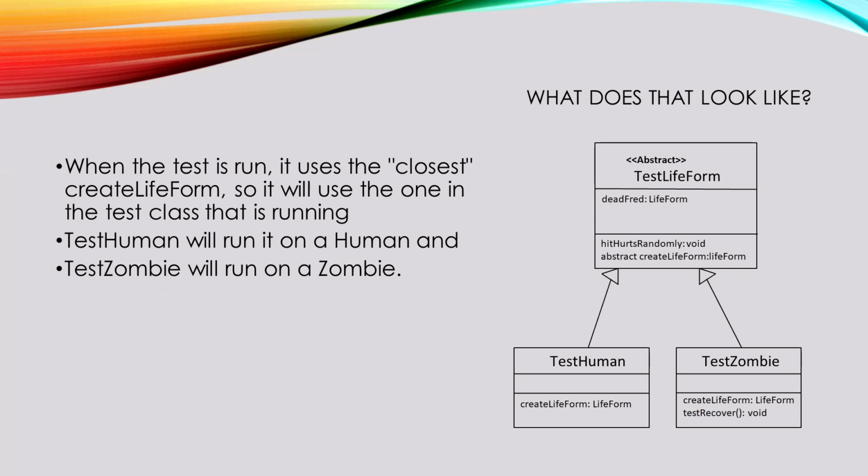So this is what that looks like. CreateLifeForm is abstract in the parent class, and in each child class, the code will build the right type for that class. The implementation in testHuman will build a human, and the implementation in testZombie will build a zombie. So when we run testZombie, test hits hurt randomly gets inherited into testZombie, so it gets run. When it calls createLifeForm, it will use the one in the testZombie class, which makes it create a zombie object for the test to use.